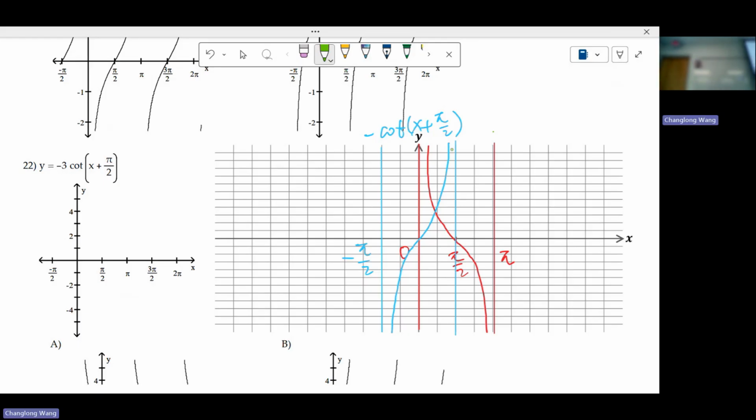If I'm holding a point down below here, and a point up there, and I stretch it vertically, it gets narrow, right? But the VA stays at the same place. It doesn't mess with the VA. So the graph's going to look a lot skinnier, right? So I'll do a graph like this.